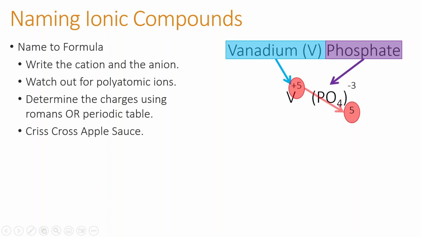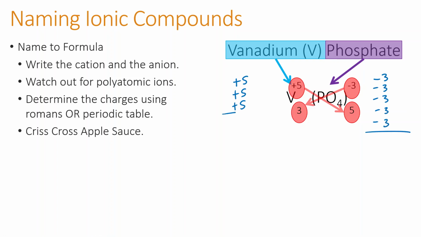So if I crisscross my charges here, I get 3 ions that are +5 and 5 ions that are -3. So when I add those together, I'm going to get +15 and -15. So that should always add up to 0. Again, I need a parenthesis around PO4 because I'm trying to say that there are 5 phosphates, not PO45.